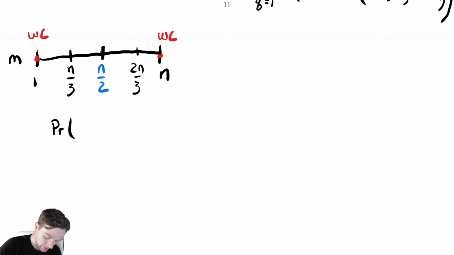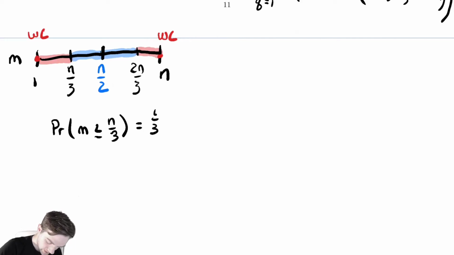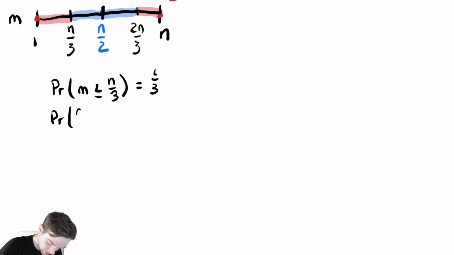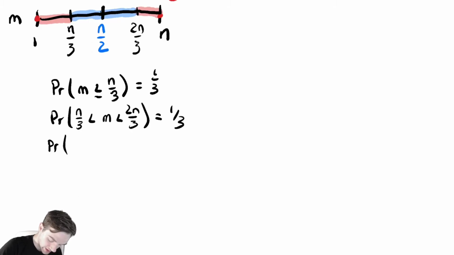We need the probability that we are in our first region over here, or in our last region over here, or the probability that we are in the middle region, which is our optimistic area. So it's the probability that m is less than n over 3. Let's say it's less than or equal to. That would be n over 3 over n, which is 1 over 3. Probability that we're in the middle region, which is between n over 3 and 2n over 3, is again 1/3. And the probability that we are in the last region, which is m greater than or equal to 2n over 3, well, that's also 1 over 3.